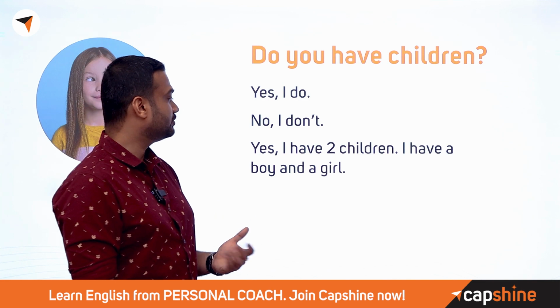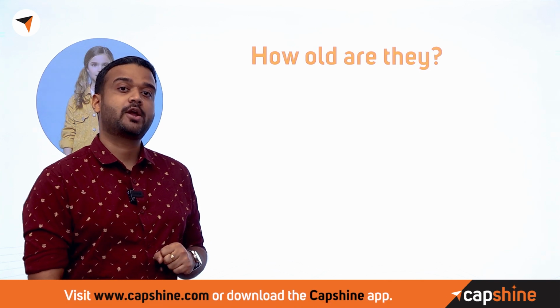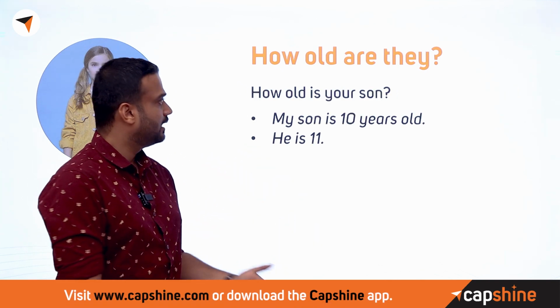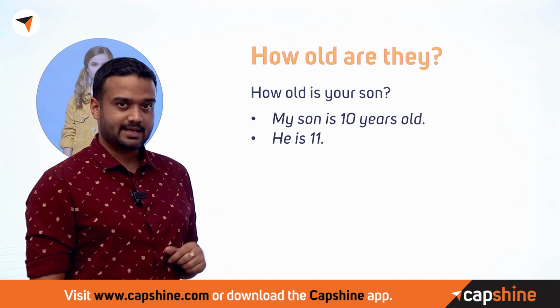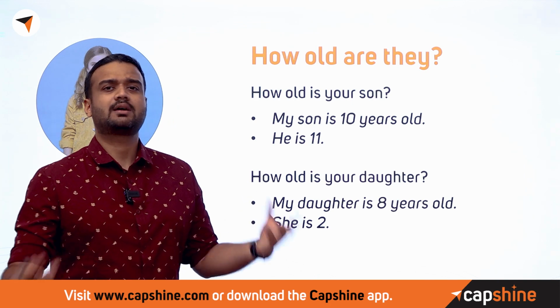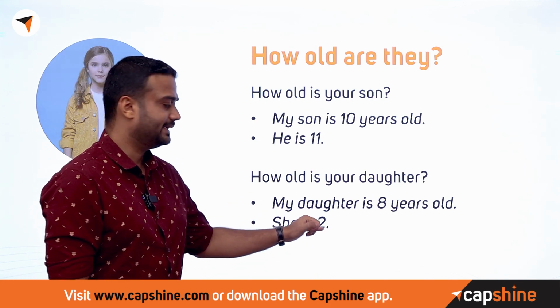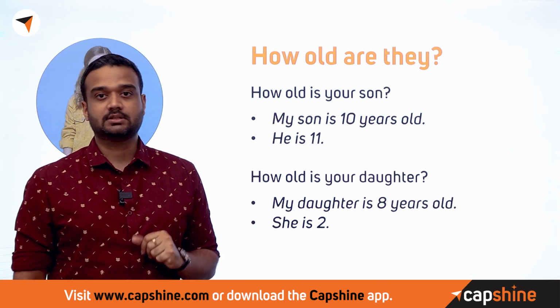Yes, I have 2 children. I have a boy and a girl. If you have children, a conversation point could be, how old are they? You could say, my son is 10 years old, he is 11. Or if you have a daughter and they ask you about your daughter specifically, my daughter is 8 years old, she is 2. Either of this is adequate to answer this question.